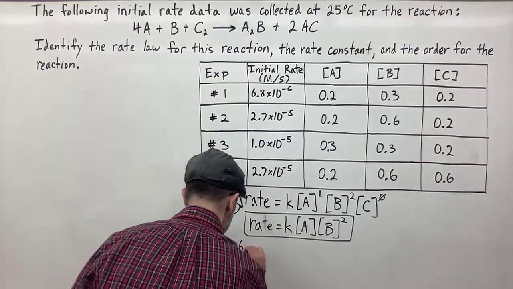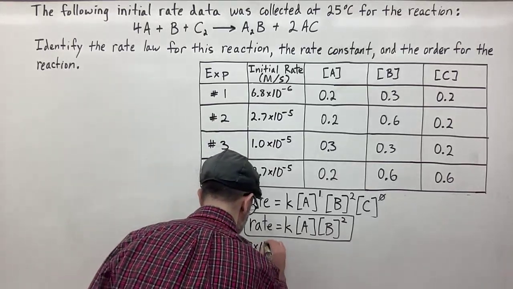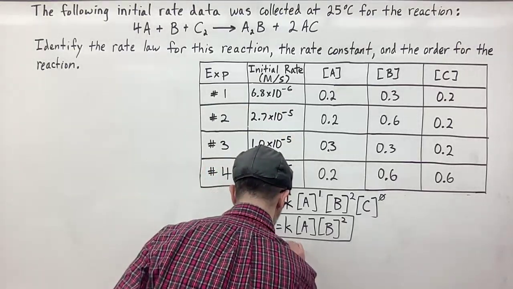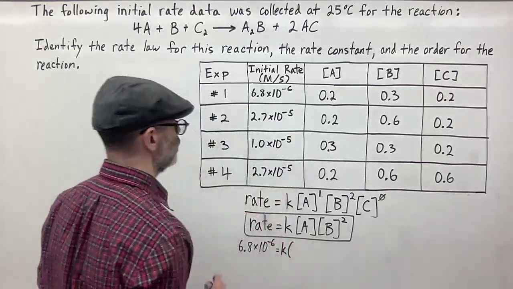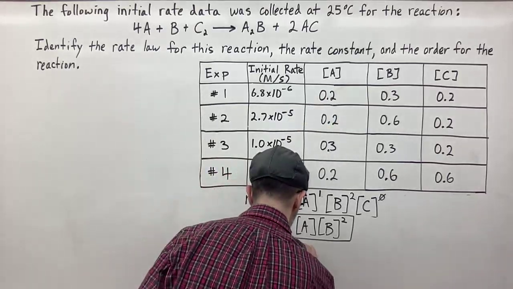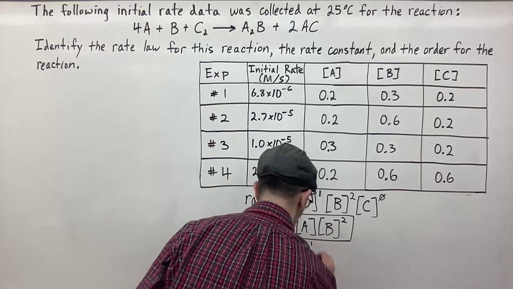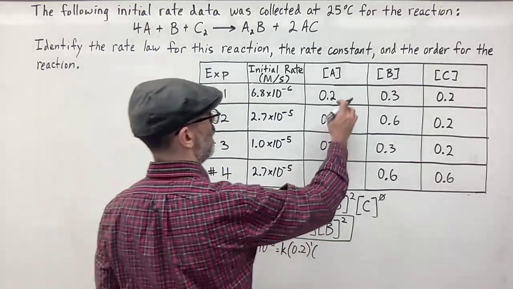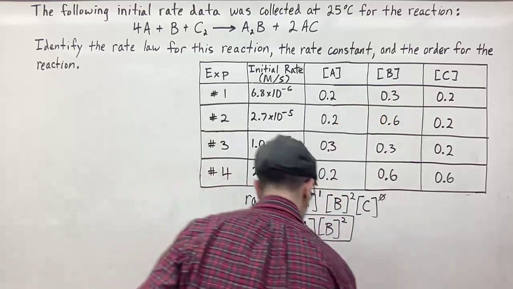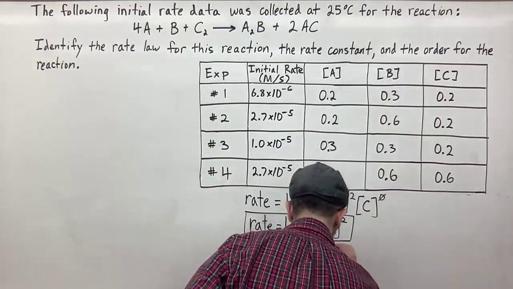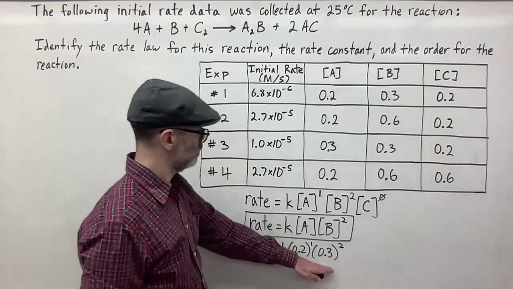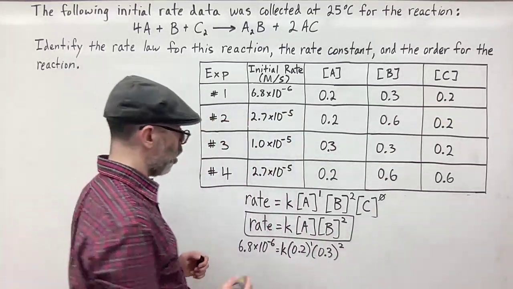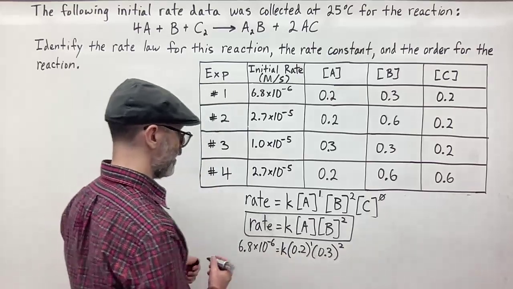So we have 6.8 times 10 to the negative 6. Is that right? Yep. Equal to K times the concentration of A, which is 0.2 to the 1 power. And then multiplied by B, 0.3 to the second power. And because C is not here, we're not going to put C in. So now all I need to do is solve for K.